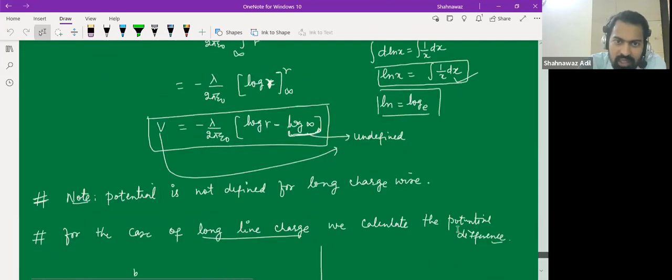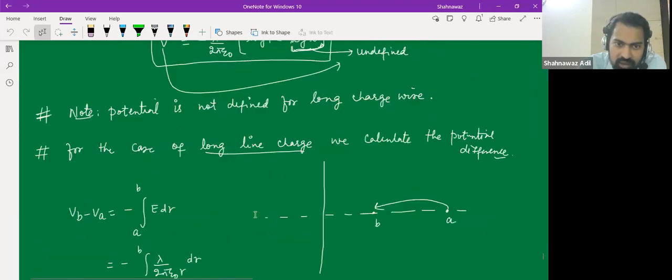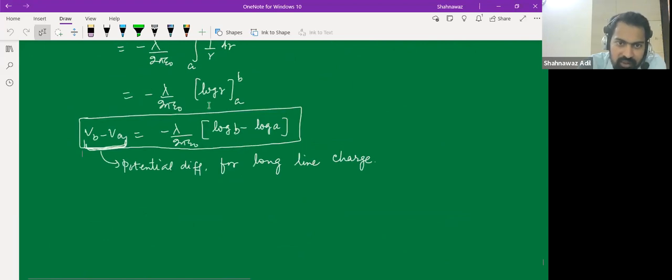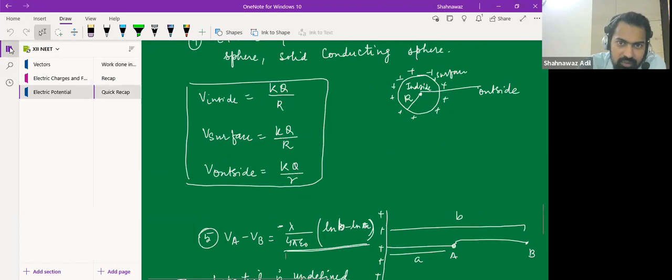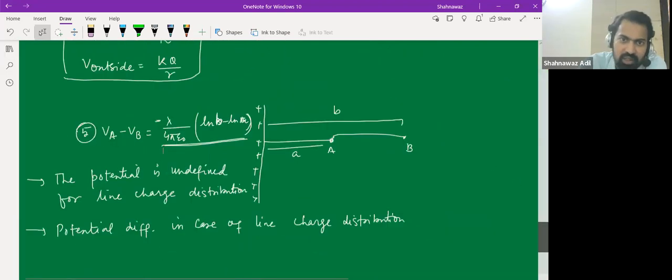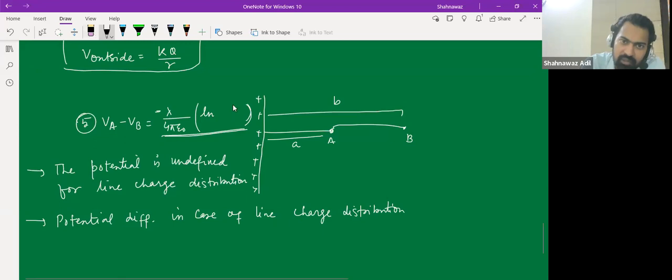Yeah, this was minus lambda by 2 pi epsilon naught, and then minus 2 by log b minus log a. So this is ln A minus ln B, and this is minus 2 pi epsilon.